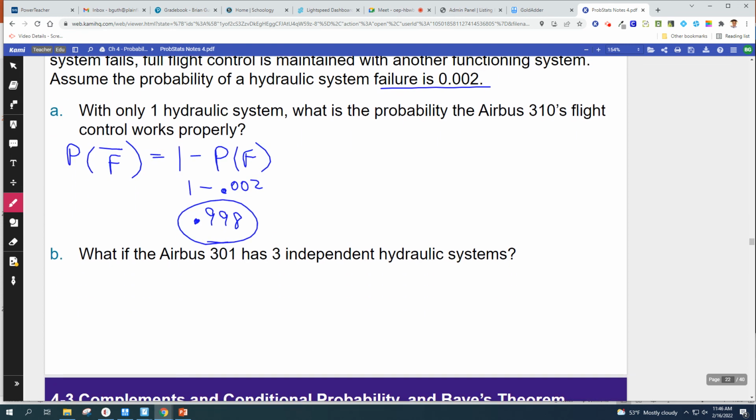But as mentioned above, this particular plane has three independent hydraulic systems. So it's still the same equation. We're still saying we want to find the probability that it does not fail. So we're going to do 1 minus the probability that it does fail. But in this case, when you've got three independent hydraulic systems, what do you think we're going to do? 1 minus, how are we going to calculate the probability of failure if there's three of them? Anybody? Multiply by 3? Good guess. Not quite. Not multiply by 3, but we are going to multiply.